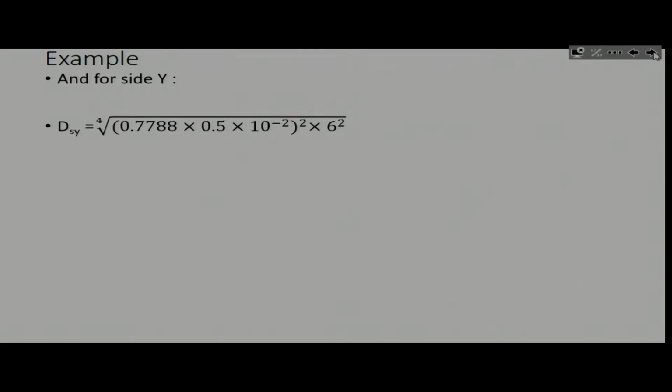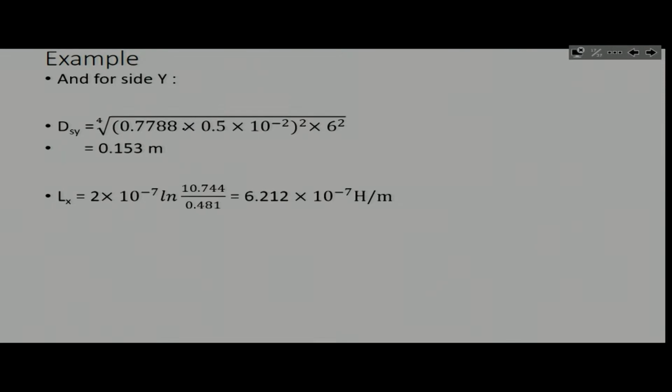And then for side Y, we've only got 2 conductors, so that is n squared, and it's 0.778 times 0.5, which is this radius, times the distance between each of them, which is 6 meters. Therefore, that is 0.153. So L is 2 times 10 to the minus 7 ln D over, that is Dm over Ds, and that gives us a value of 6.212 times 10 to the minus 7 henries.